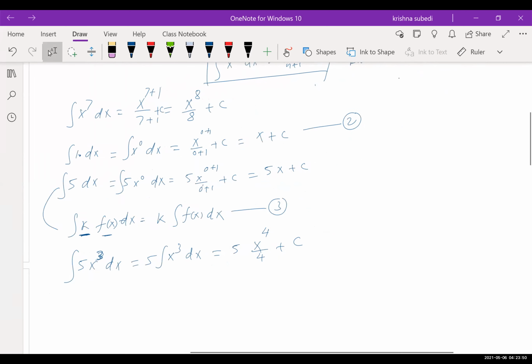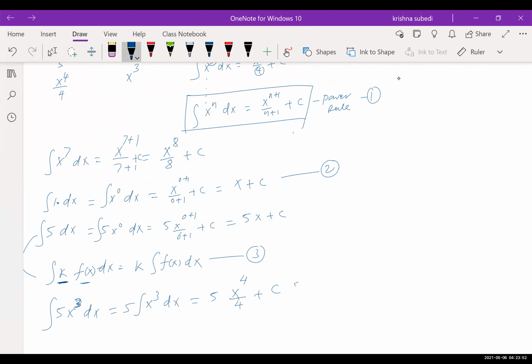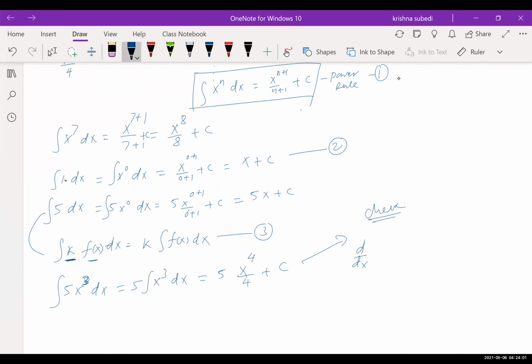How do you check it? Let's check this here. To check this, what you need to do is take the derivative. So the derivative of 5x power 4 over 4 plus c will be 20x cubed over 4, plus the derivative of c, which is 0, so that's going to give me 5x cubed. Yeah, that's what it is, as you can see here. All right, so that's how you can check.